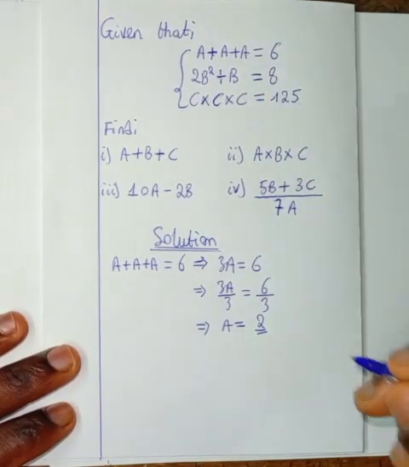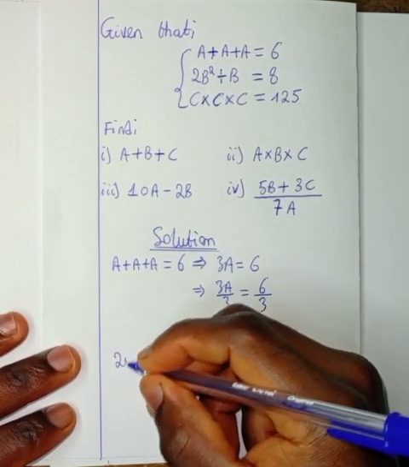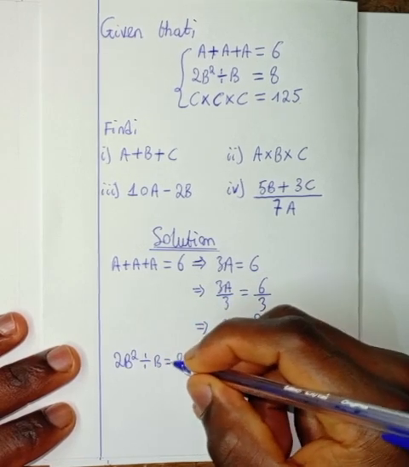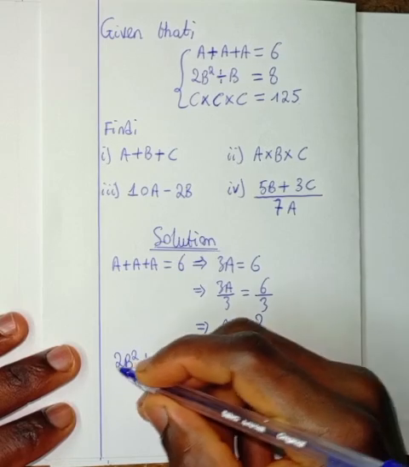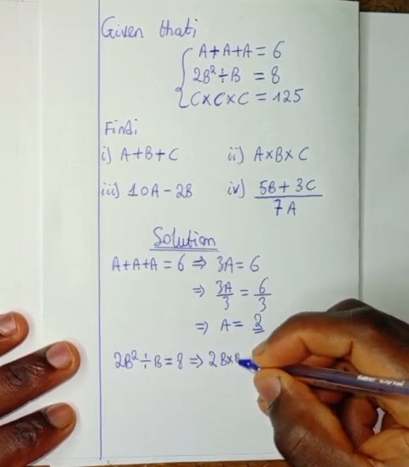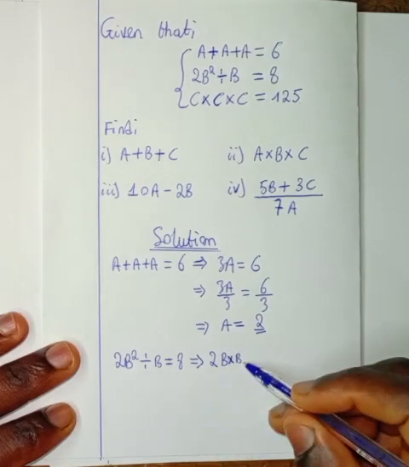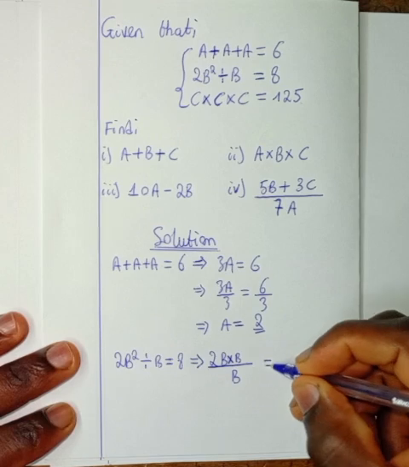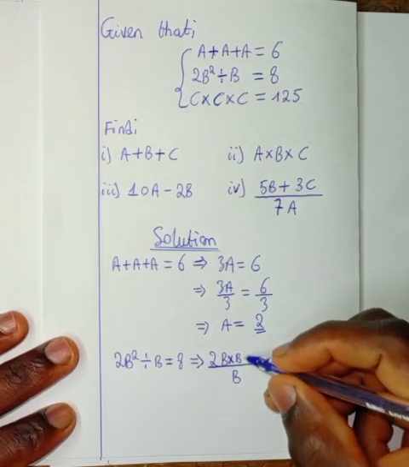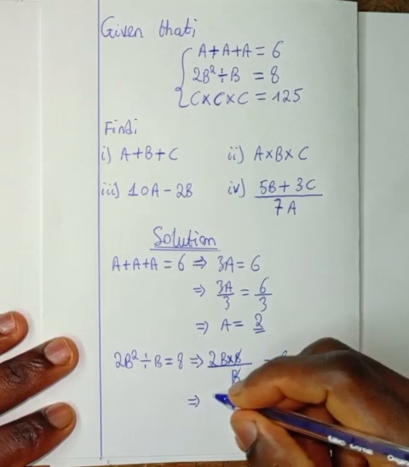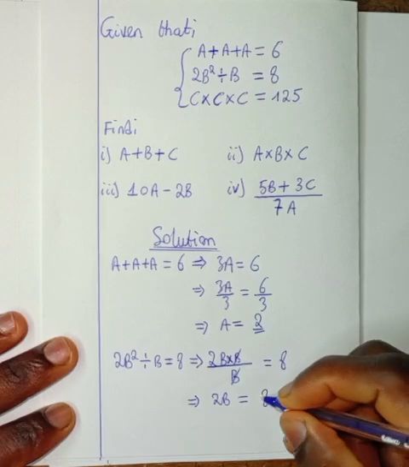Next, by making use of the second equation, we can find b. It says that 2b squared divided by b is equal to 8. Then we know b squared, 2b times b, that's what it means. b times b gives us b squared, divided by b is equal to 8. These b's will strike off. We'll be left with 2b is equal to 8.